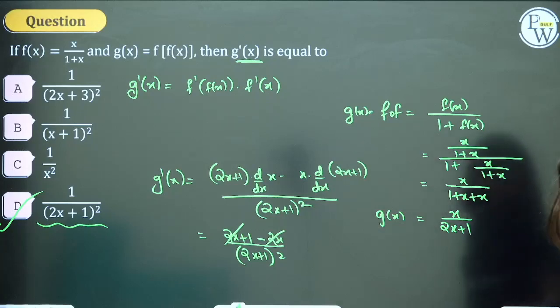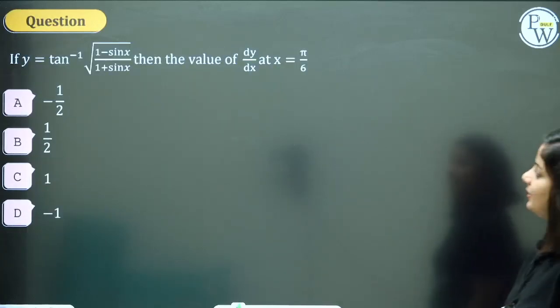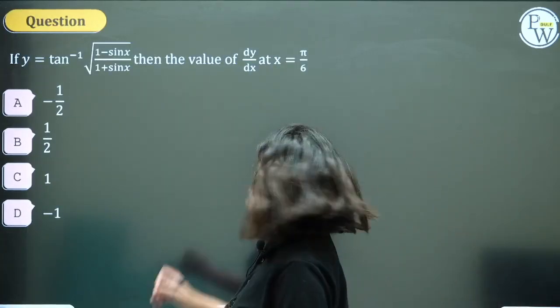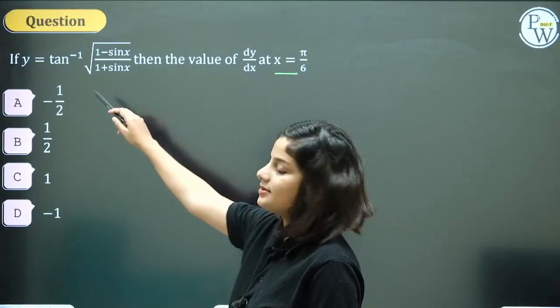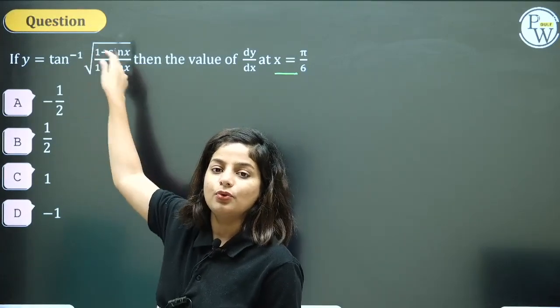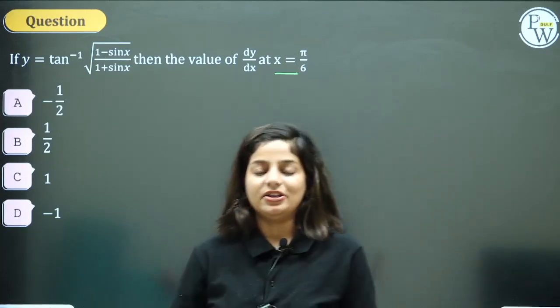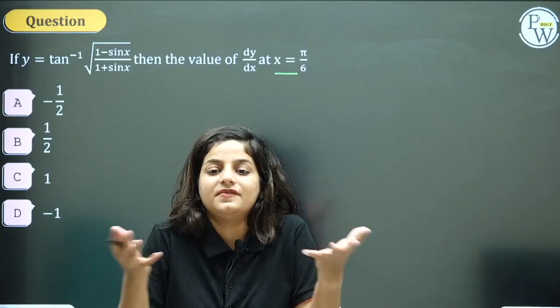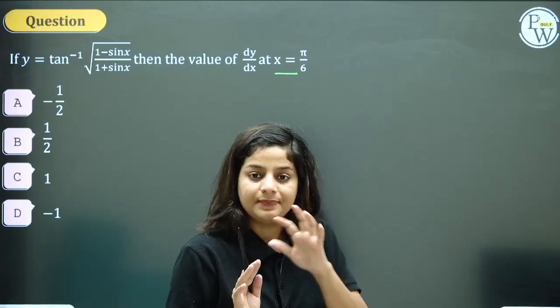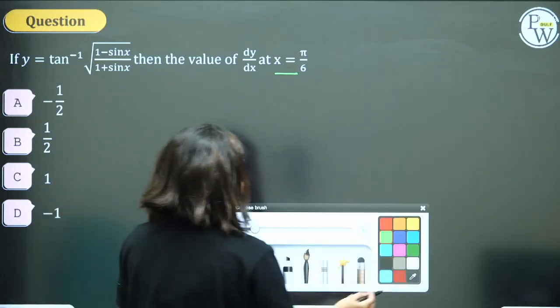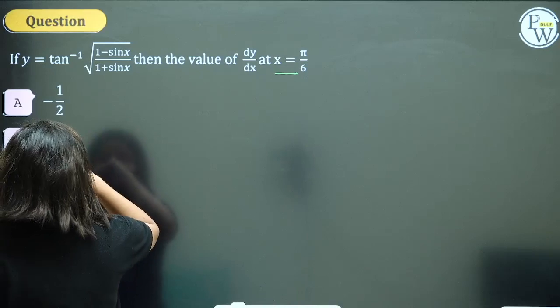Okay, good. Okay, find the value of this function at x equal to pi by 6. y is tan inverse of root of 1 minus sin x upon 1 plus sin x. Now, a very typical question from class 11th, the simplification is learnt by us. If not, don't worry. See how it is done.